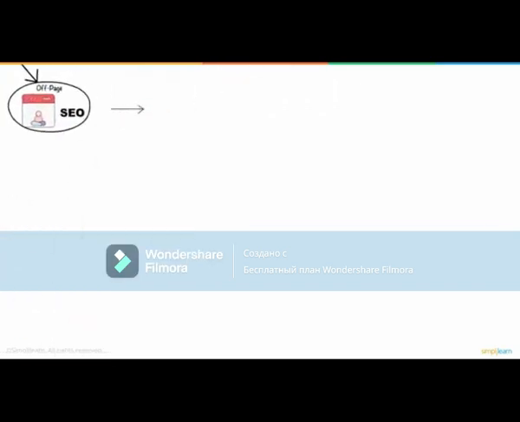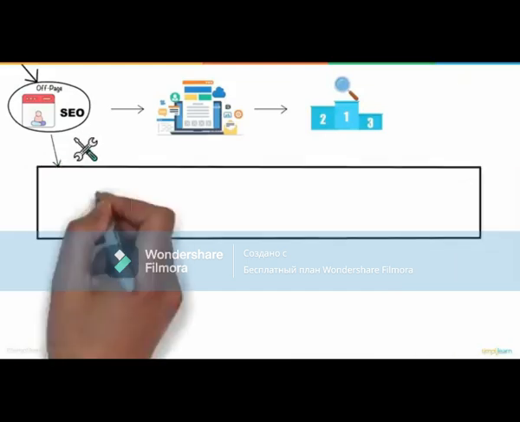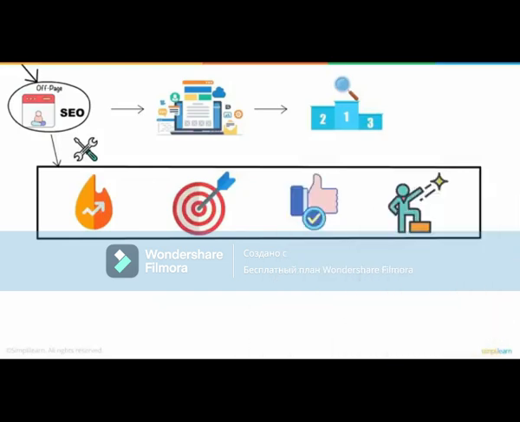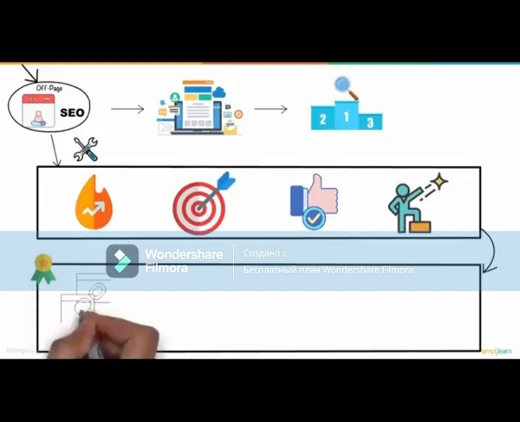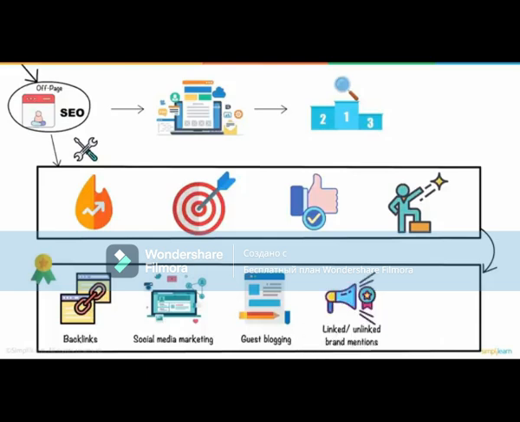Off-page SEO involved Rachel doing things outside her site page to help increase its search engine rankings. Making optimizations outside the site would improve the site's popularity, relevance, trustworthiness, and authority. This is possible with the help of reputable websites vouching for your content with backlinks, social media marketing, guest blogging, linked, unlinked brand mentions, influencer marketing, and much more.